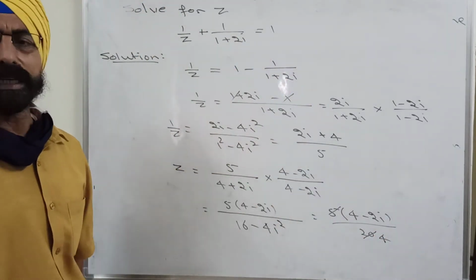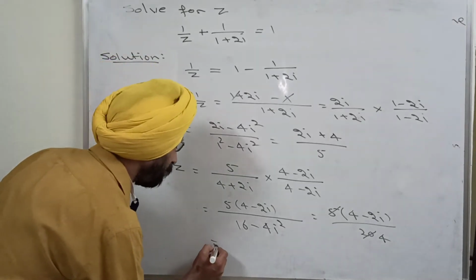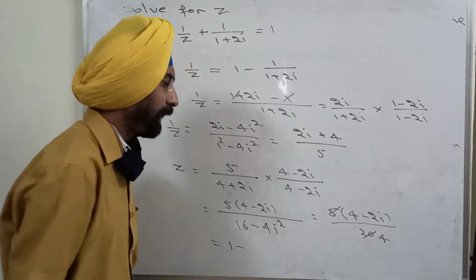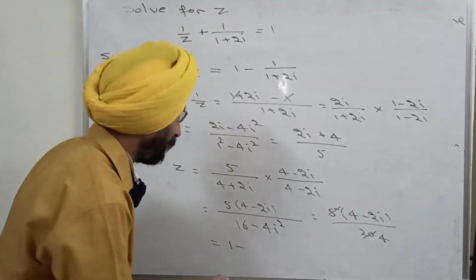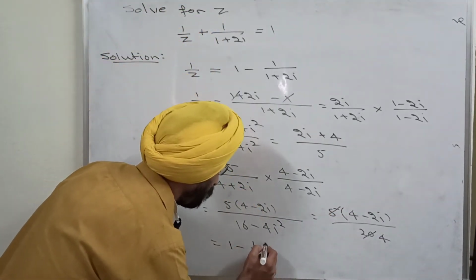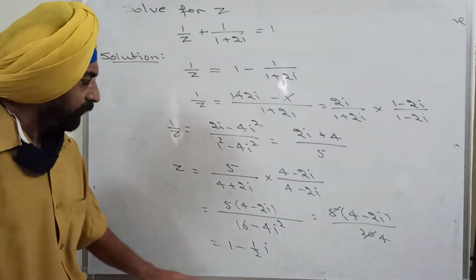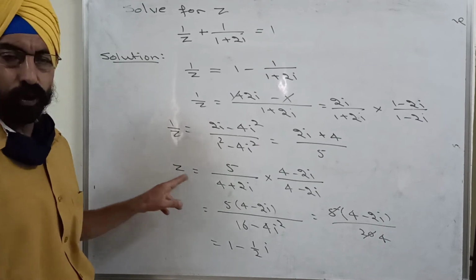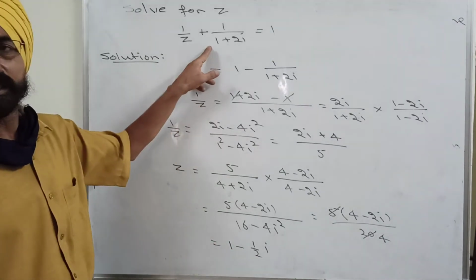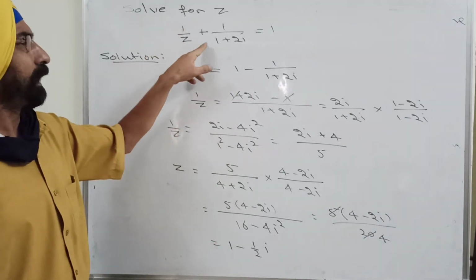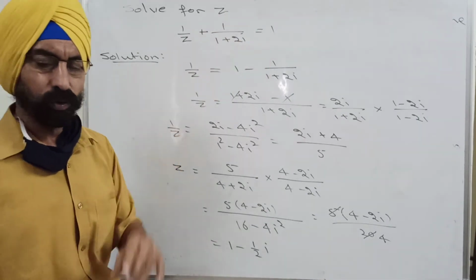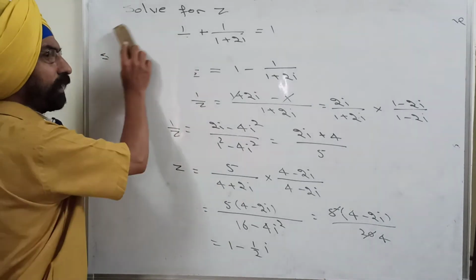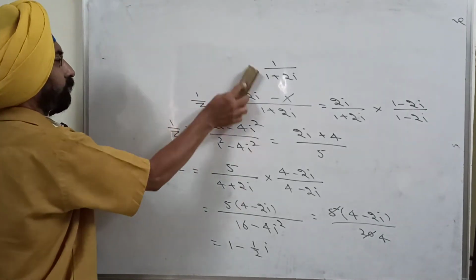And now separate the real and imaginary parts of this. So what you will get? 4 upon 4, that means 1, minus 2 iota upon 4, that means 1 upon 2 iota. So this is our complex number, 1 minus half iota. That is the complex number z that will satisfy our given equation 1 upon z plus 1 upon 1 plus 2 iota is equal to 1. So this was our fourth question of the day, and now I'll move on to the fifth question.